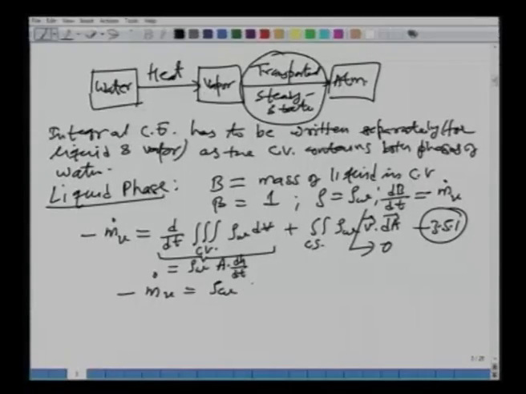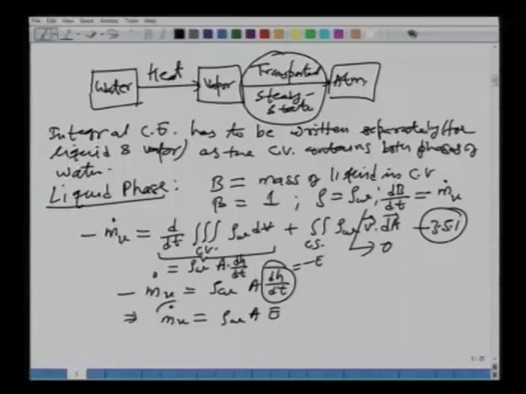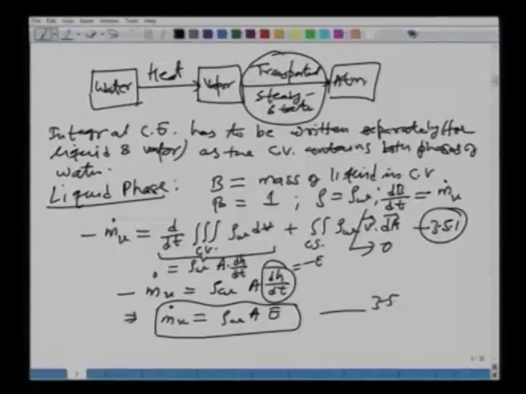Once we have understood that, then all you have is negative mv dot is equal to rho w A dH over dt. We have already said what is dH over dt, it is minus E, or E is equal to minus dH over dt, right. So, that would mean then your mv dot is equal to rho w A E. This is your equation number 3.5.2. So, this is your continuity equation for the liquid phase in the evaporation pan.